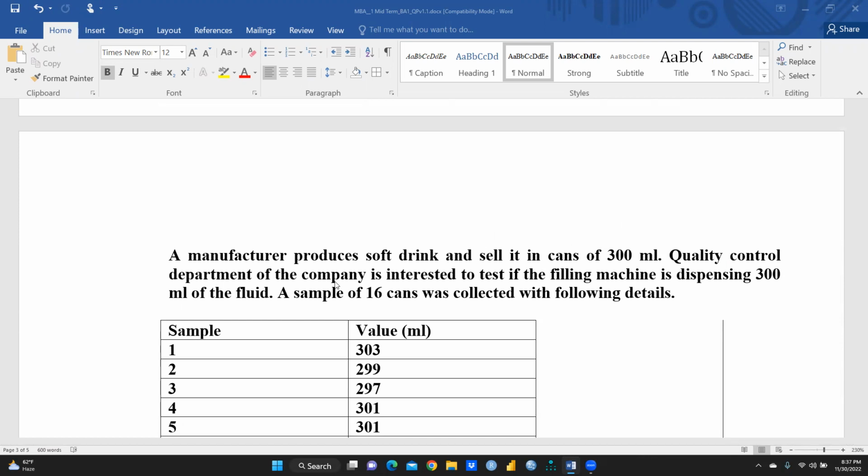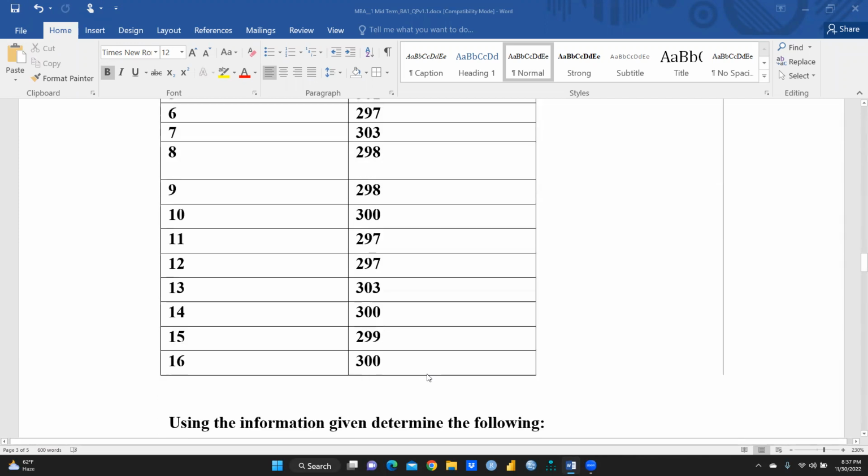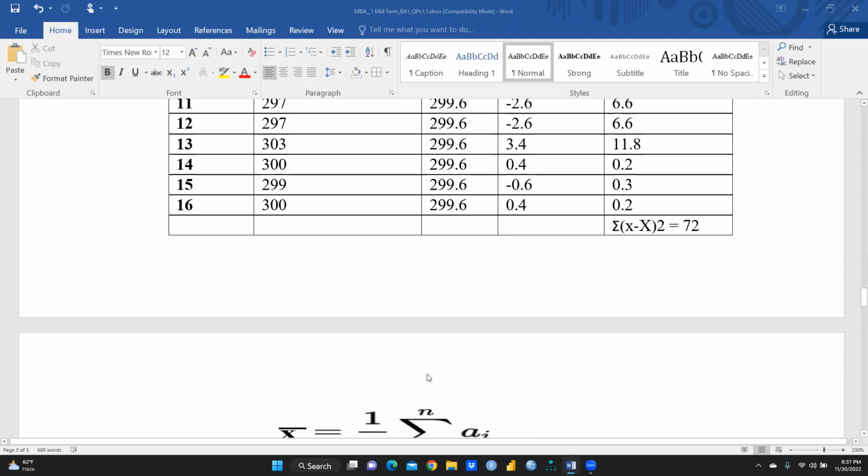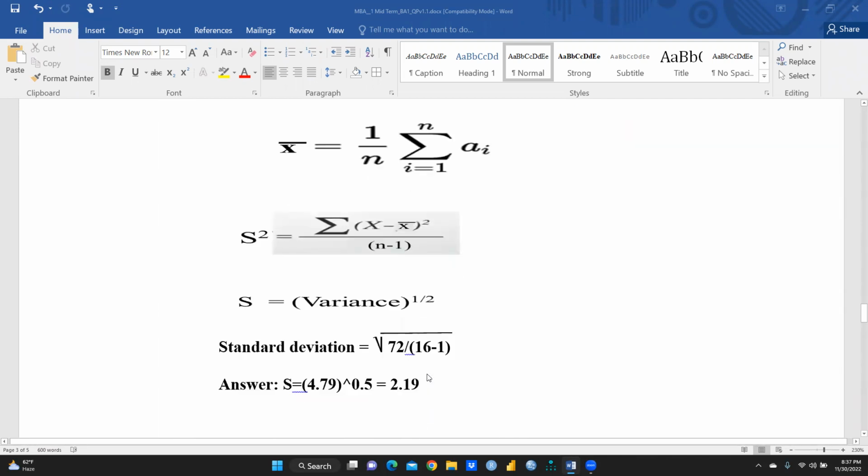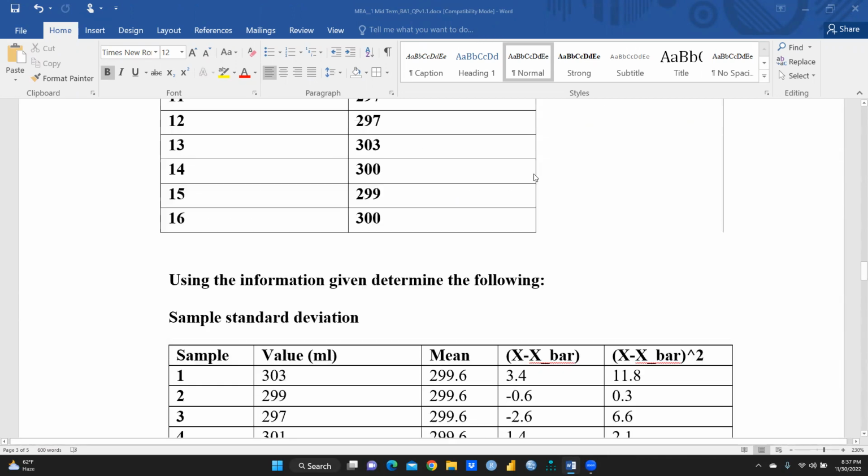Quality control just wants to check whether it's true or not, and simply at random they picked up 16 cans from the dispensing machine, and after this they cross-checked all these 16 cans, then found out the standard deviation. So standard deviation means from all 16 samples, each and every value. The standard deviation is 2.19.